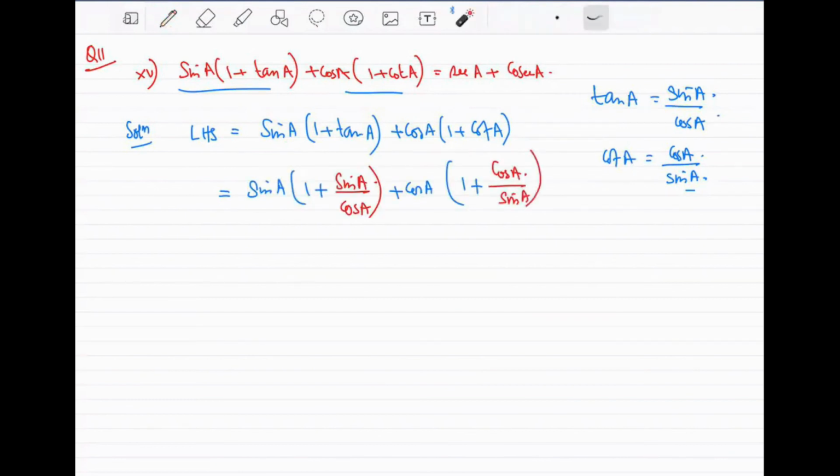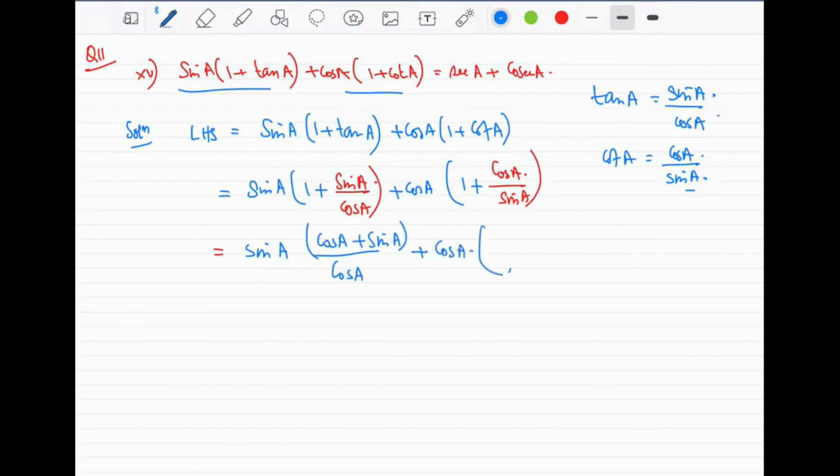Then the bracketed part, this part and this part, you add them together. 1 and sine A by cos A, you add them together. 1 and cos A by sine A, add them together. So there is 1 by 1 multiply, we get cos A. You cross multiply, we will get cos A plus sine A. So do not change the sine A in the front. The only part we are going to change is we put these two together into a single term. We will get cos A plus sine A plus cos A.